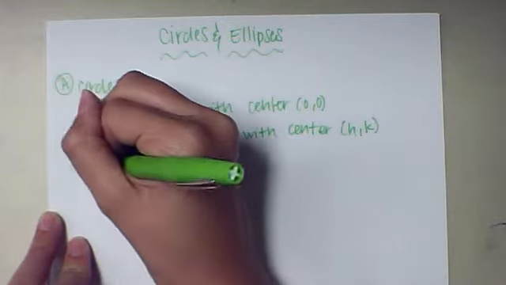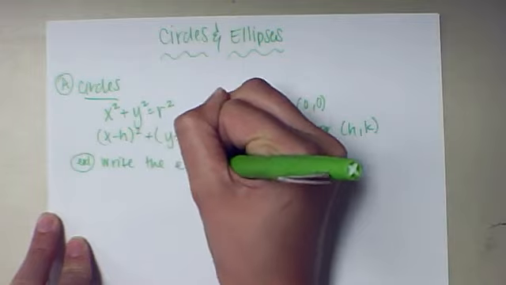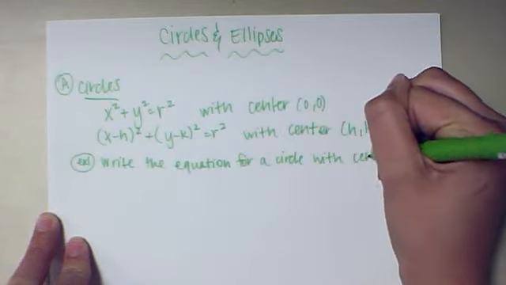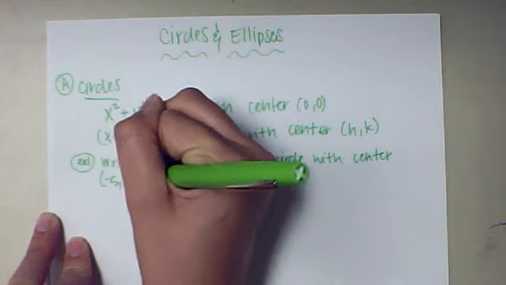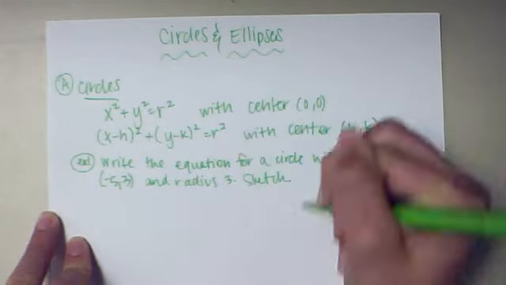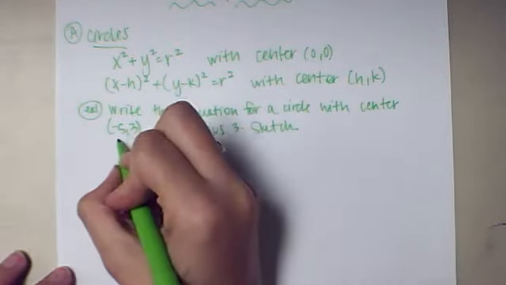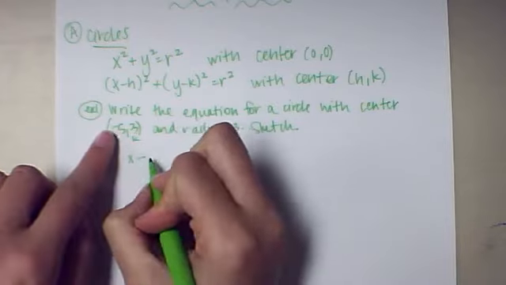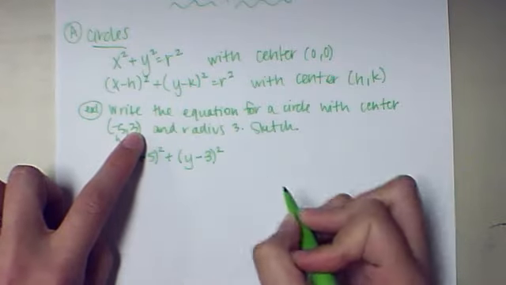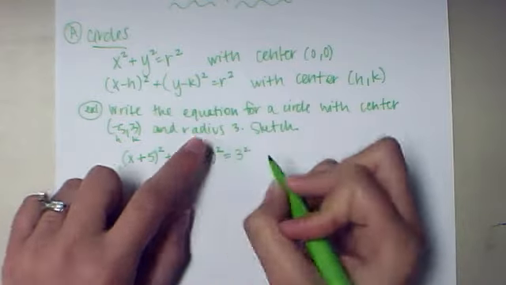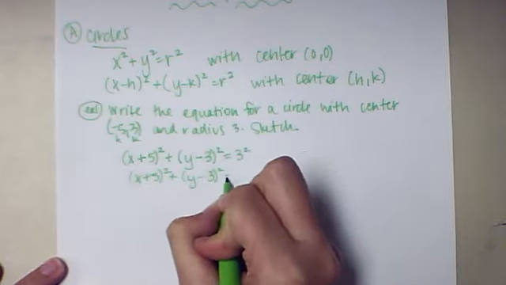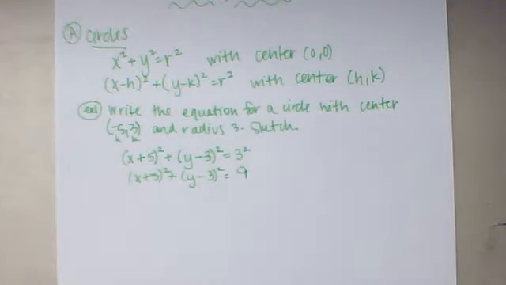Number 1. I want you to write the equation for a circle with center -5, 3, and radius 3. And then I want you to sketch it as well. Okay, so starting with plugging it into the formula, this would be my h, this would be my k. So I'm going to do x minus h, which is -5, so that becomes positive, squared, plus y minus k, which is 3, and that stays negative, equals the radius, which is 3, squared. The next thing I want to do is go ahead and square my radius, and that is 9. And so this is my equation for my circle, and I just leave it like that.